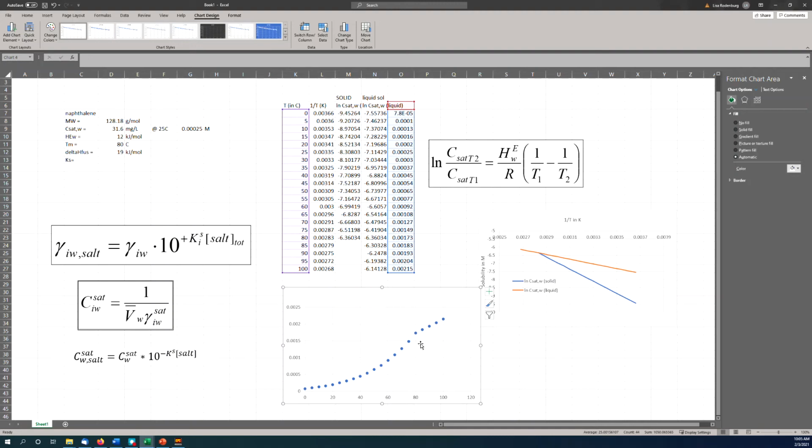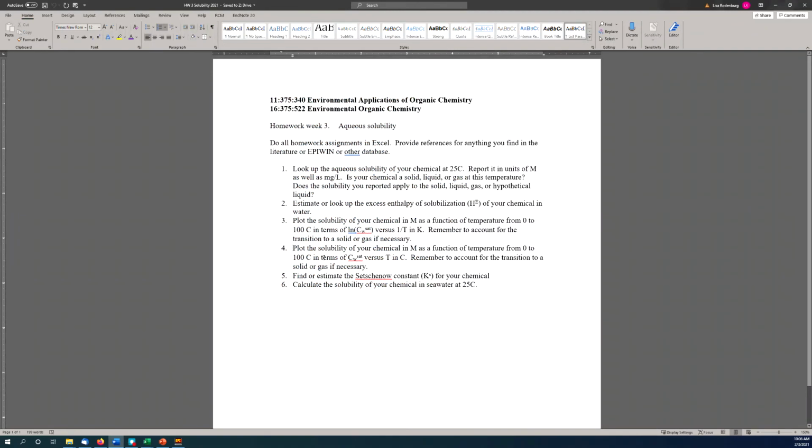There we go. Okay, so now you can see here's the solubility of the solid increasing pretty dramatically with temperature. Then it hits the melting point and it continues to increase, and you can't really see the curvature, but there is some curvature here. But the increase is more slow now, right? Because we are now in the liquid region, and so we're no longer having to melt the solid in order to dissolve it in water. Okay, so that's part number 4.